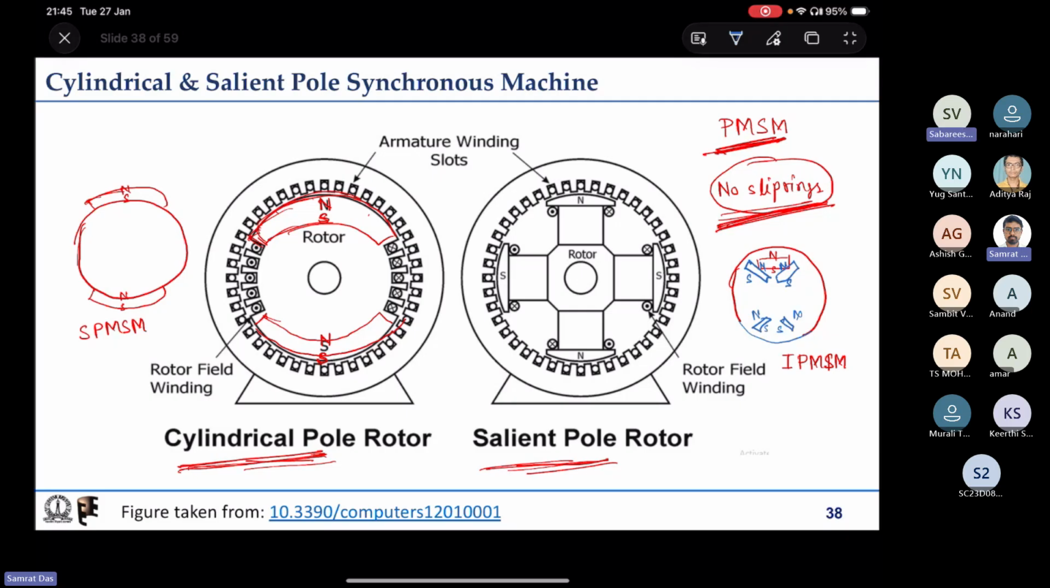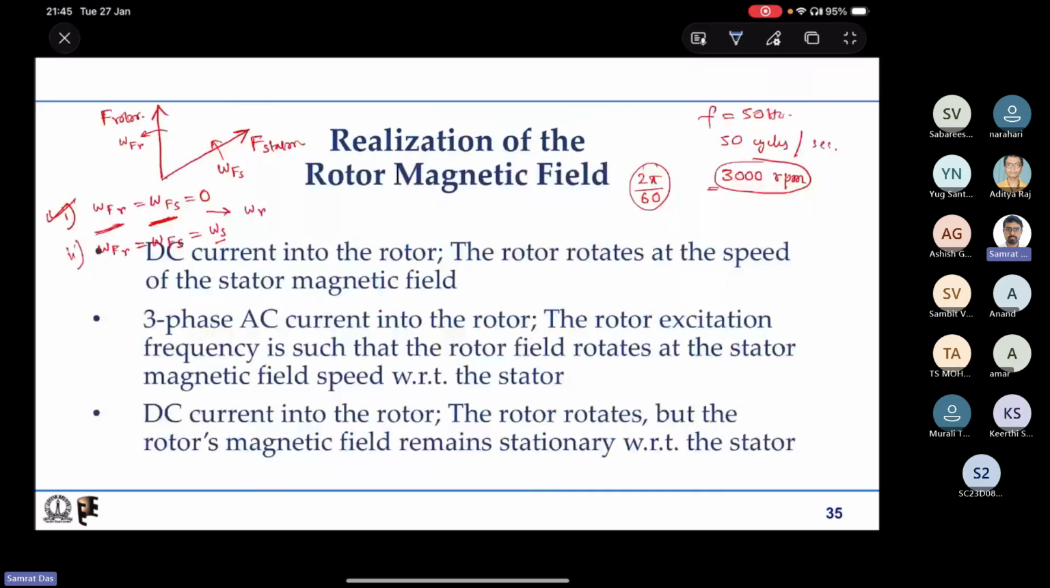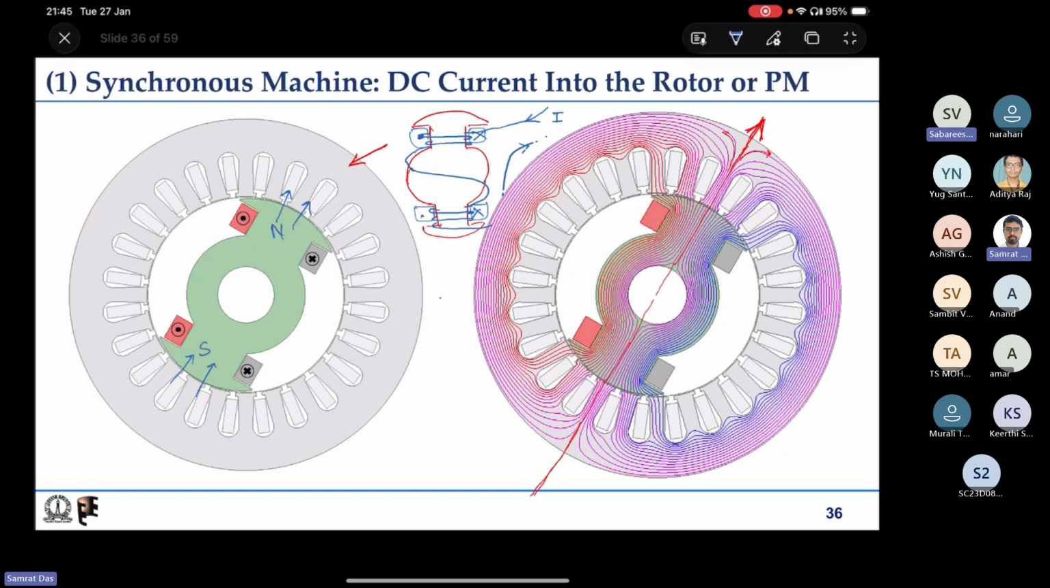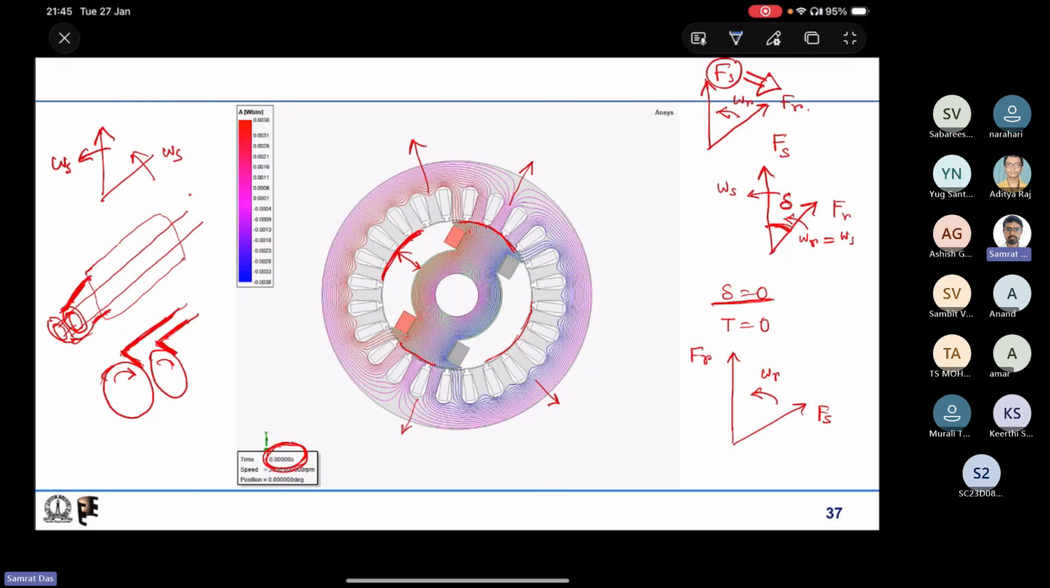Yeah, Samrat, I have one question. Can you go to slide number 36? There you have mentioned the stator field and rotor field, right? You have told that the one which is going ahead will be transferring the energy to the one which is lagging. So how would you decide that it is going ahead or behind?